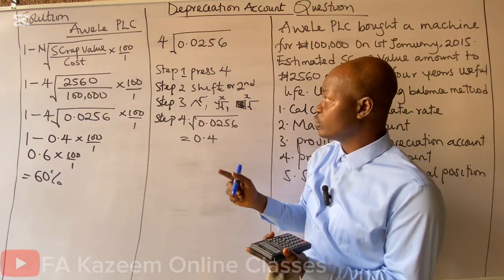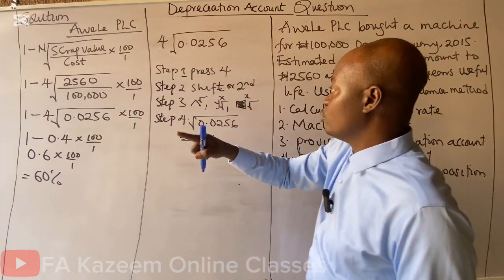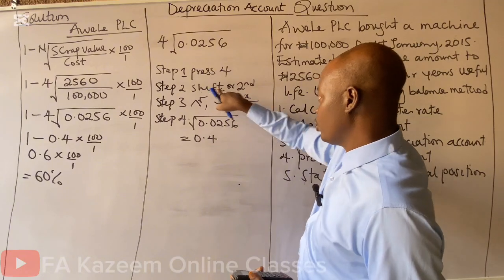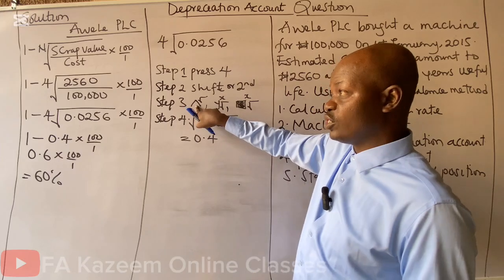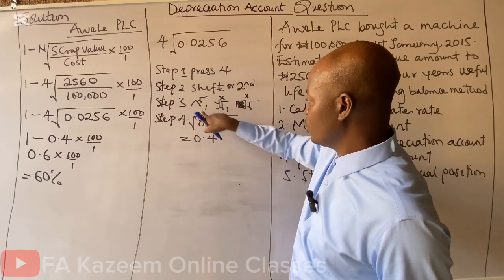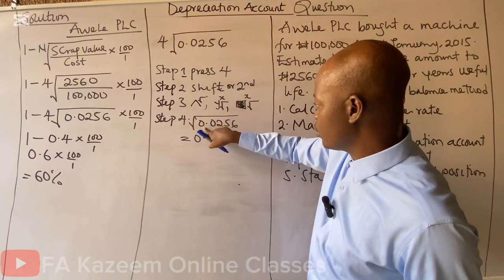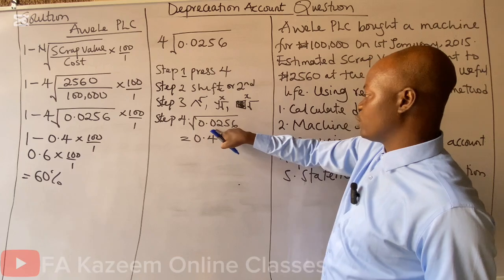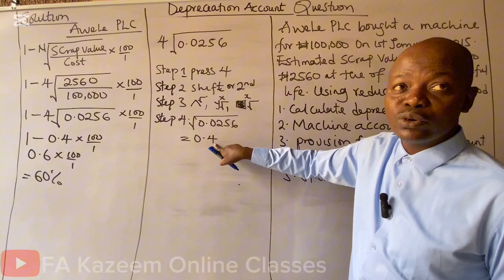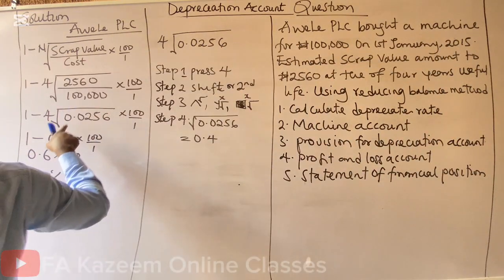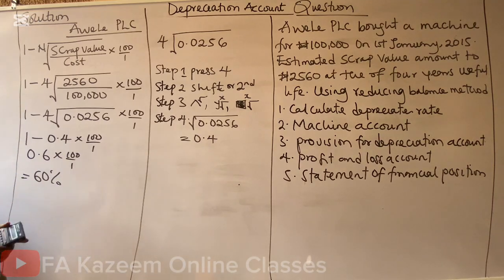The first thing you do on your calculator, step 1, press 4, which is this 4. After you press 4, you go to the second function, press shift or second function. That's your step 2. When you press shift, that will give you room to press this function as step 3. Once you press this function, this root symbol will come out from your calculator. After that, you press 0.0256 inside the root, that's step 4, and press equals to. Your equals to should give you 0.4, which is the whole of this. Now, 1 minus 0.4, that's 0.6 times 100, you are going to have 60%.